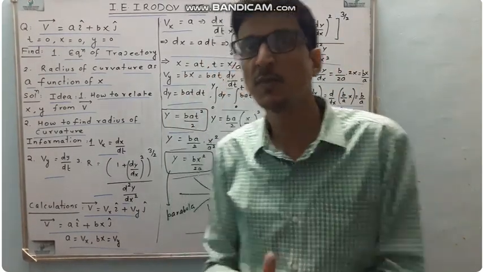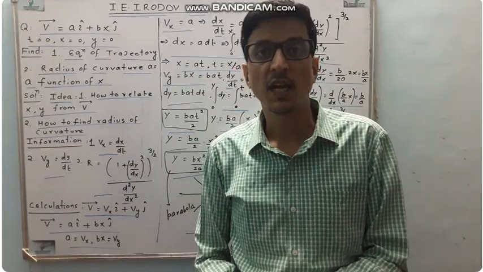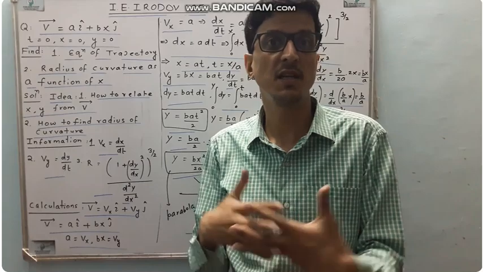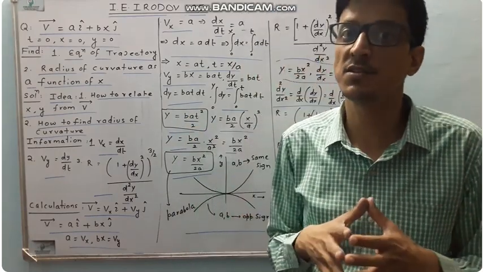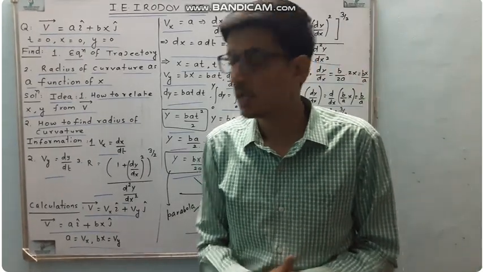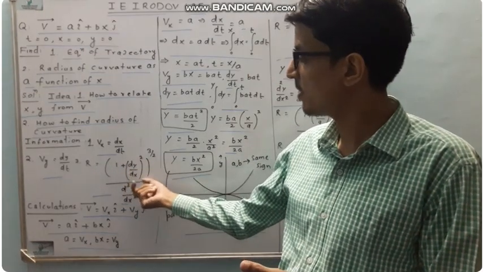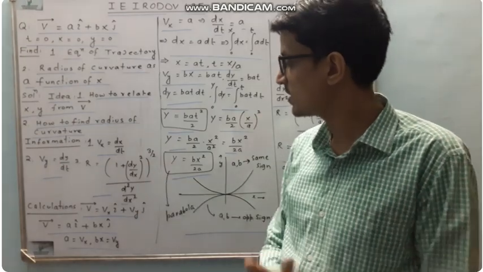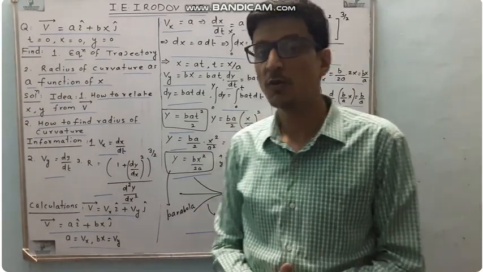The first information that we need to use is Vx is equal to dx by dt and Vy is equal to dy by dt. That is how I can relate the x and y coordinates respectively. The third thing is the radius of curvature. So we know that radius of curvature is given by 1 plus dy by dx whole square power 3 by 2 divided by d square y by dx square. Now let's talk about the calculations.